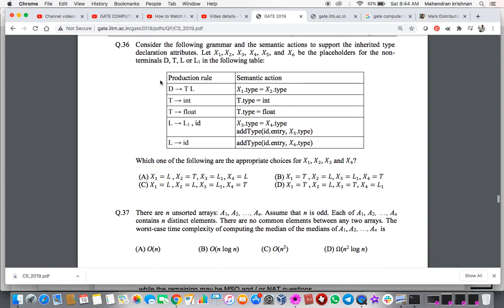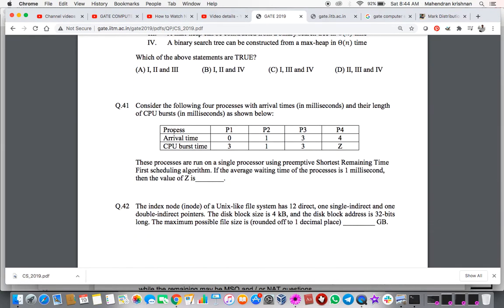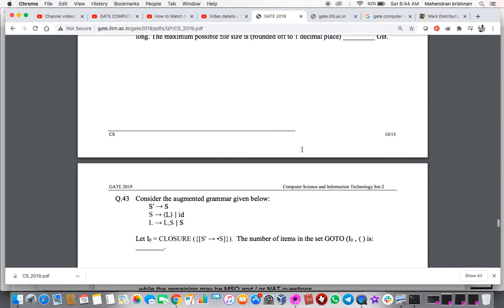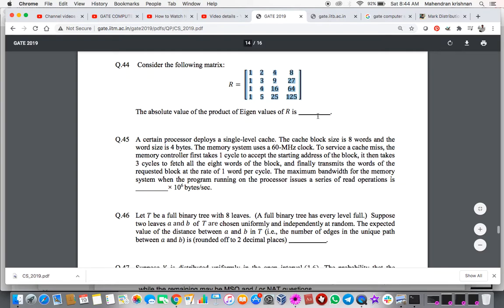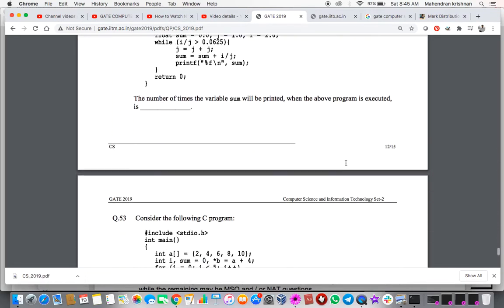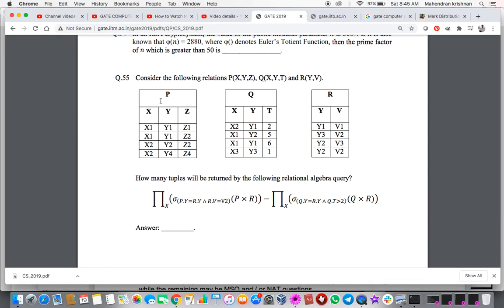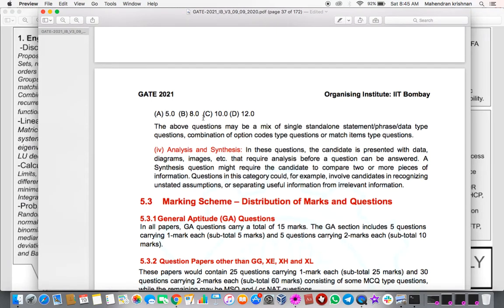This is also data. I mean, data is given in tabular form, right? So tabular form, diagram. So matrix. This is also kind of a diagram only. Diagram based question. Again, a diagram based question. So these are analysis, and broadly we can classify them into analysis and synthesis. We need to analyze the given piece of information and we need to answer it.